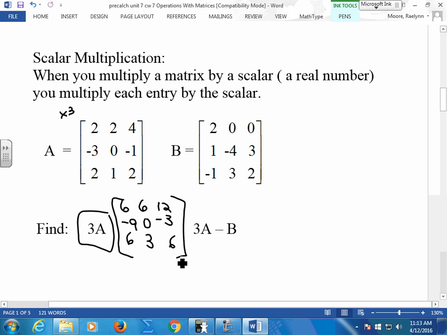So scalar means multiply every element by that one particular number. You can have any dimension you want because you're multiplying every element.